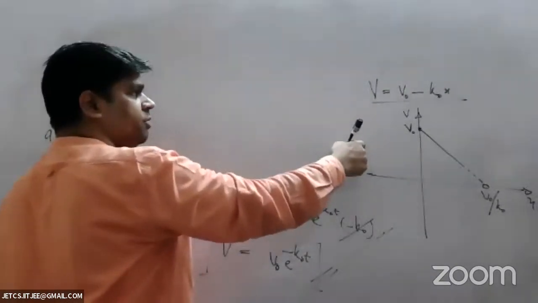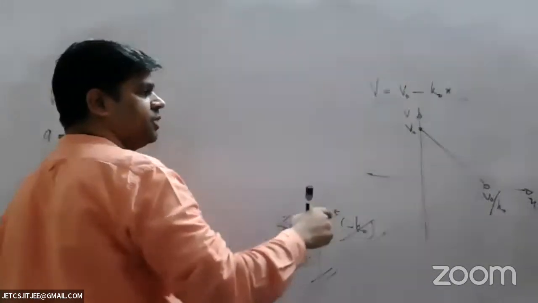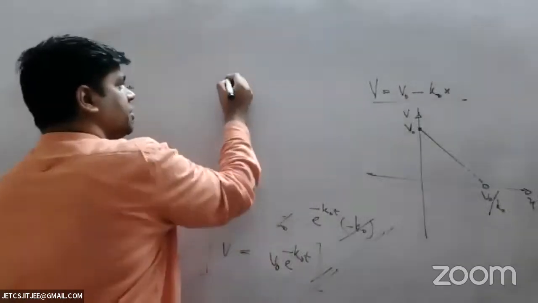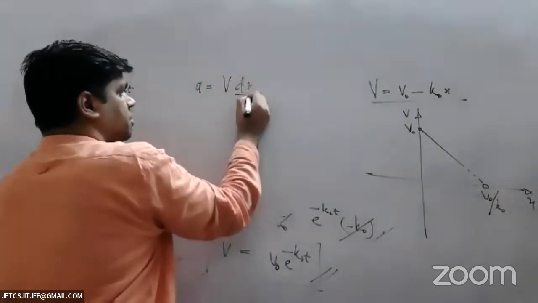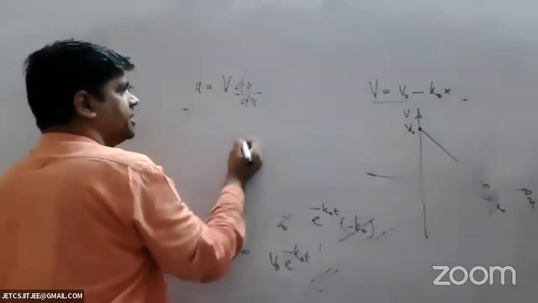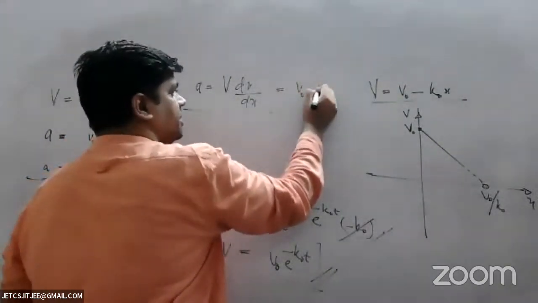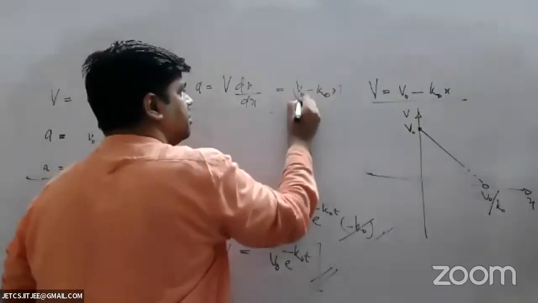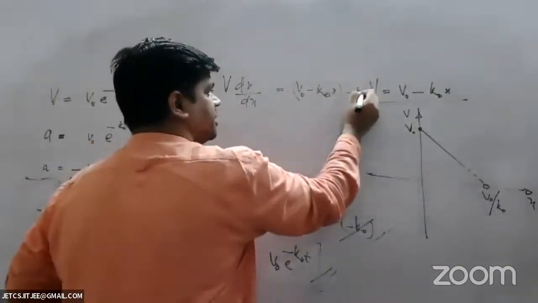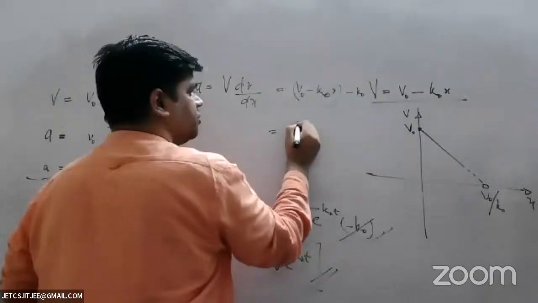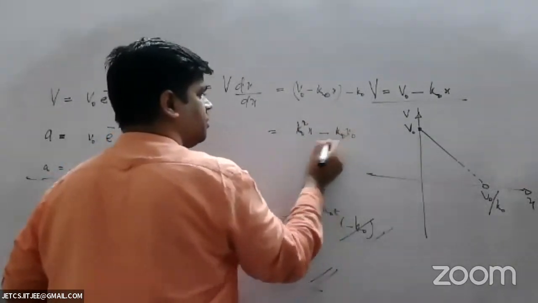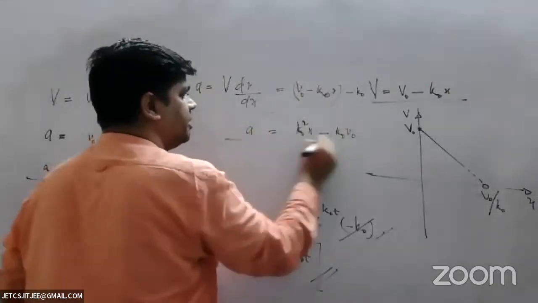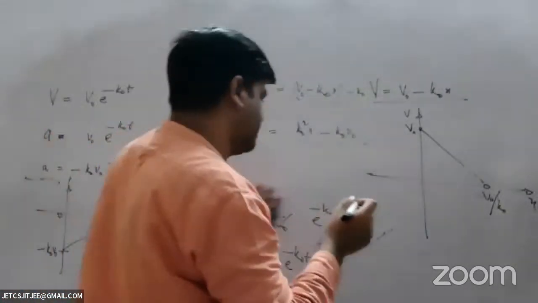No, in this previous problem I'm talking about. V is equal to v naught minus kx. What is acceleration as a function of x? I'll write acceleration as v dv by dx. V is v naught minus k naught x, into dv by dx is minus k naught. So that becomes k naught square x minus k naught v naught. So this is my acceleration as a function of x.